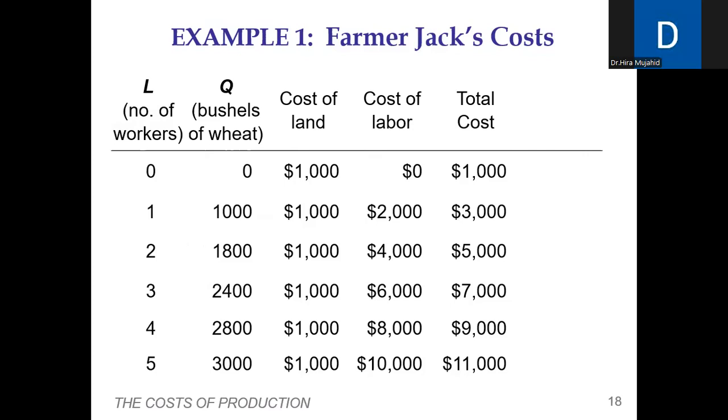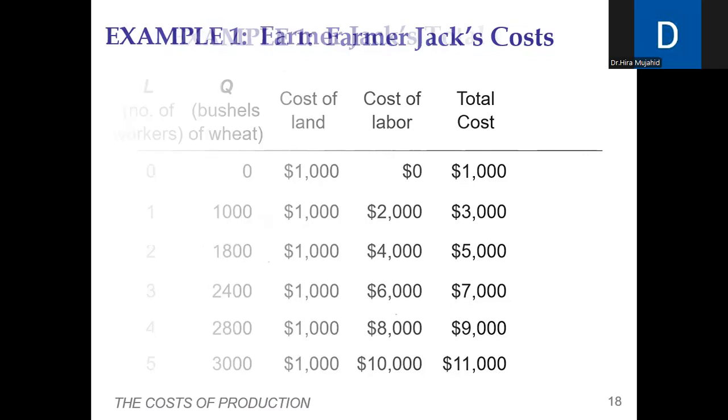So this is how you can calculate your total cost when you combine the cost of labor and the cost of land. 1,000 plus 2,000 equals 3,000. When you are producing nothing, which means you have 0 bushels of wheat and there is no worker, you still have to pay the rent, which is considered part of the total cost of your product, right? 1,000, which is fixed cost, right? Then 3,000, 5,000, 7,000, 9,000, 11,000, which is the combination of your cost of land and cost of labor, right?